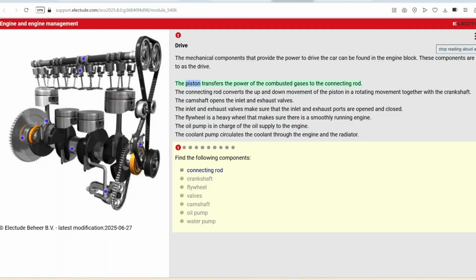The mechanical components that provide the power to drive the car can be found in the engine block. The piston transfers the power of the combusted gases to the connecting rod. The connecting rod converts the up and down movement of the piston into a rotating movement together with the crankshaft.